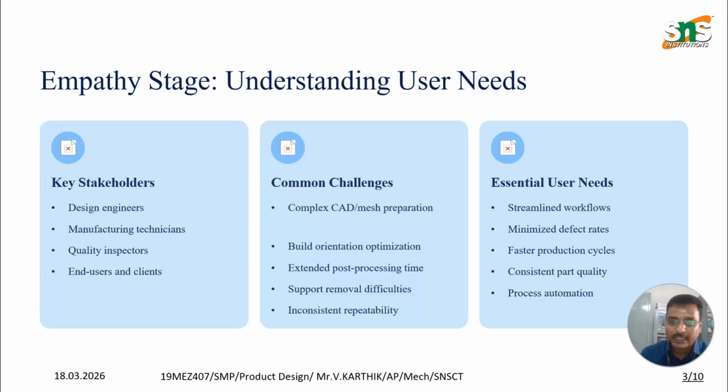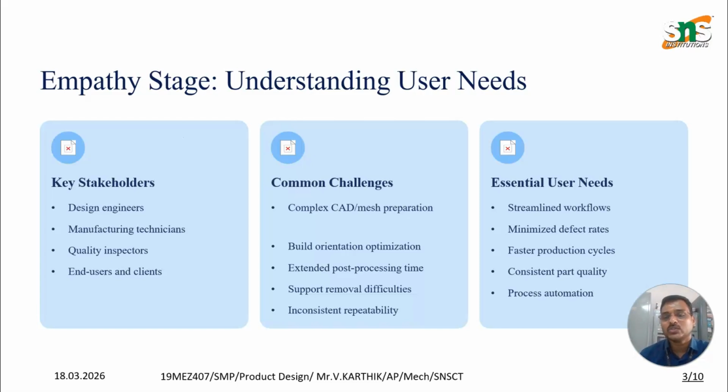And what are the common challenges in empathy that we face in smart manufacturing? Complex CAD and mesh preparations can be done in smart manufacturing. In the old manufacturing system, it is very tough to create one. And then easy build orientation optimization, so we can make the orientation optimizations easily and modify the design whenever we require. And then extended post processing time, which is one of the major empathy parts. And then support removal difficulties, and inconsistent repeatability. These are all the common challenges that we face while going for smart manufacturing in product design.